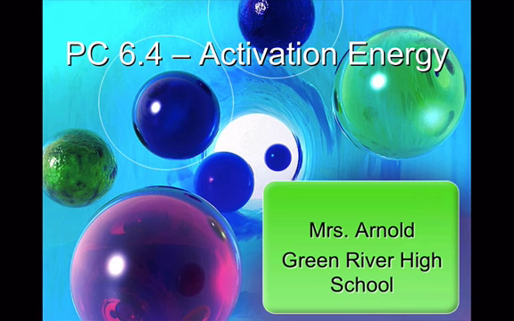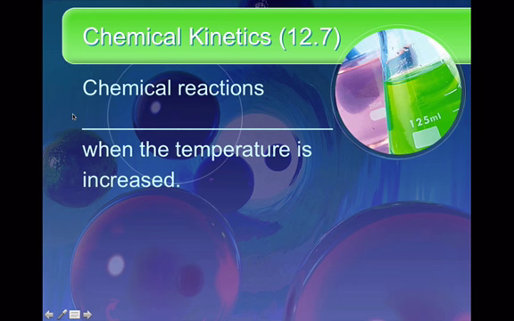Okay, this is AP Podcast 6.4, and we're going to talk about activation energy. We're going to talk about what it is and then how you can calculate it. So the first thing, chemical reactions occur faster when the temperature is increased. And this is what we know already. We tested this at the very beginning of this unit. We tested how temperature affects the chemical reaction rate, and you guys found that it does go faster as temperature goes up.